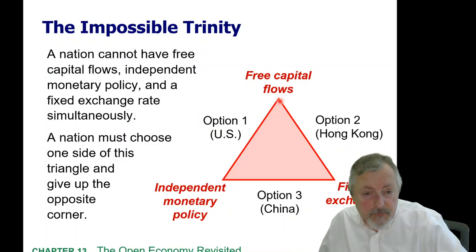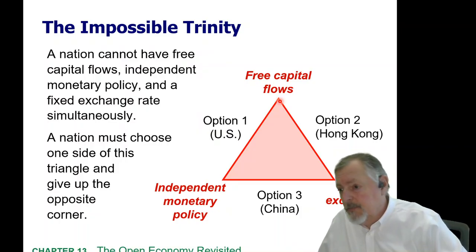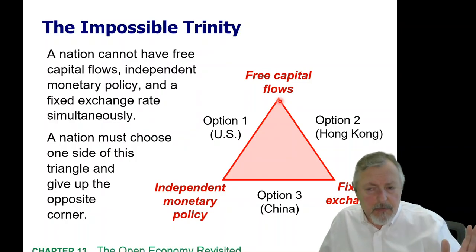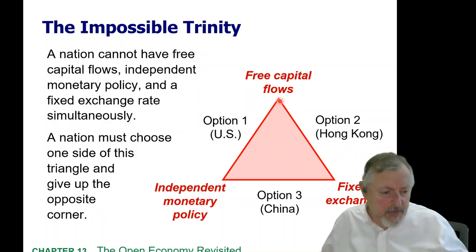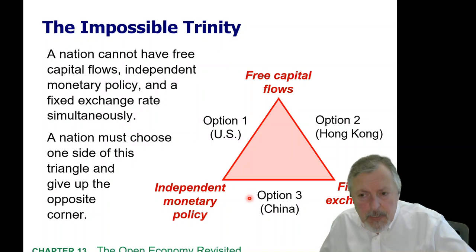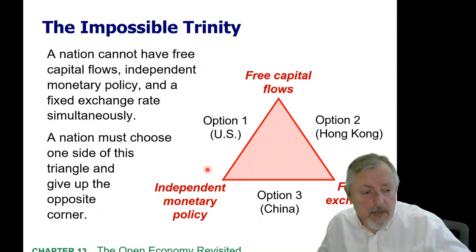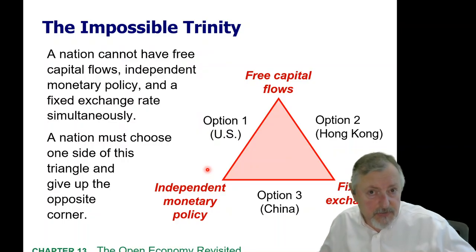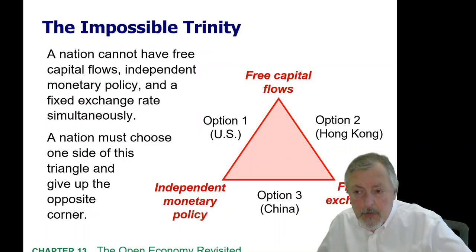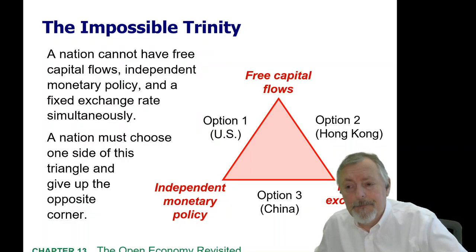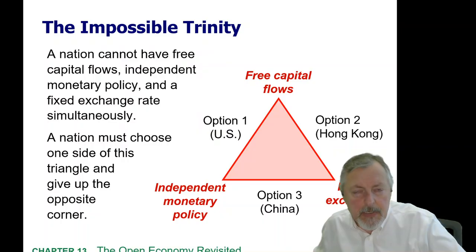You can have free flows of capital: let people take their money out of the economy, bring it back in, go to the international financial markets. You can have an independent monetary policy, where you can choose your own money supply level. And you can have a fixed exchange rate. But you can only have two out of the three. It is impossible to have all three.